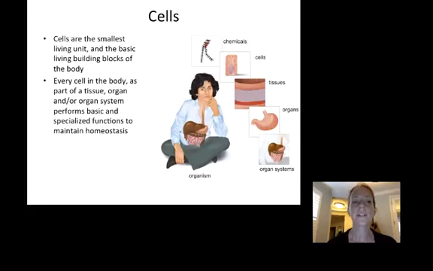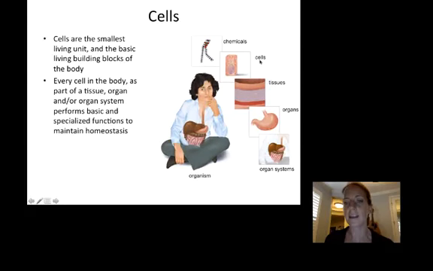Okay, so first, cells are the smallest living unit and the basic building blocks of the body. So every cell in the body is part of a tissue, organ, or organ system, and performs a basic and specialized function to maintain homeostasis. So in other words, the cells in your body are made up of many different chemicals. In the previous lecture, we talked about macromolecules. So all of those macromolecules make up different components of cells. Those cells then each maintain homeostasis to keep each cell alive.